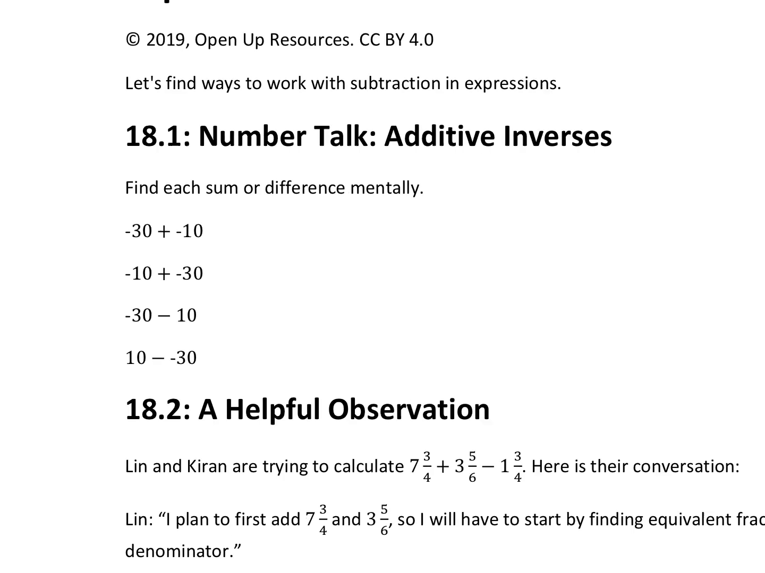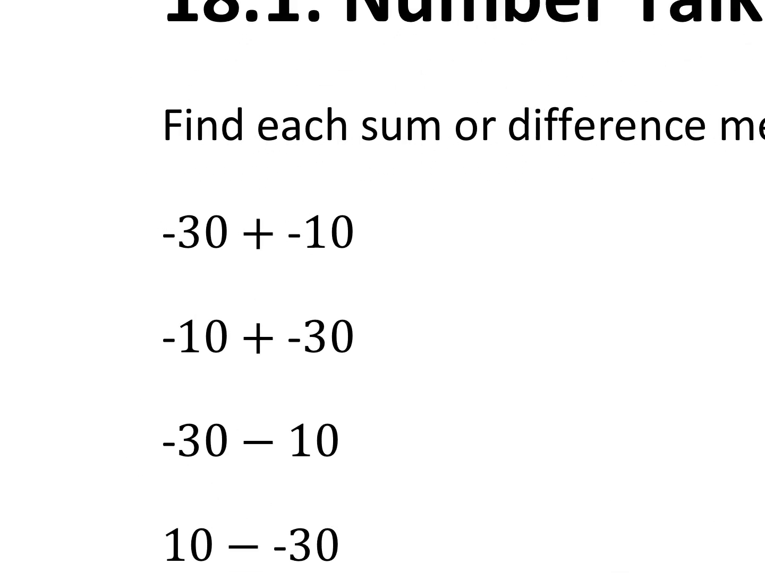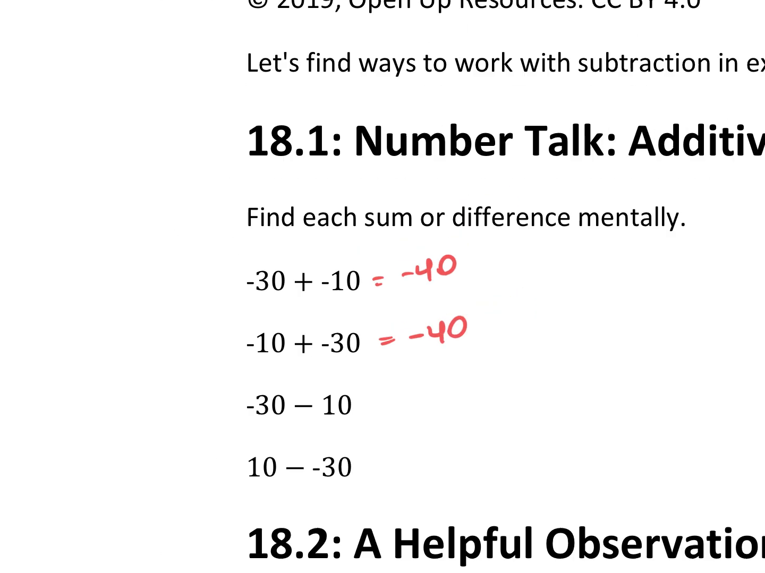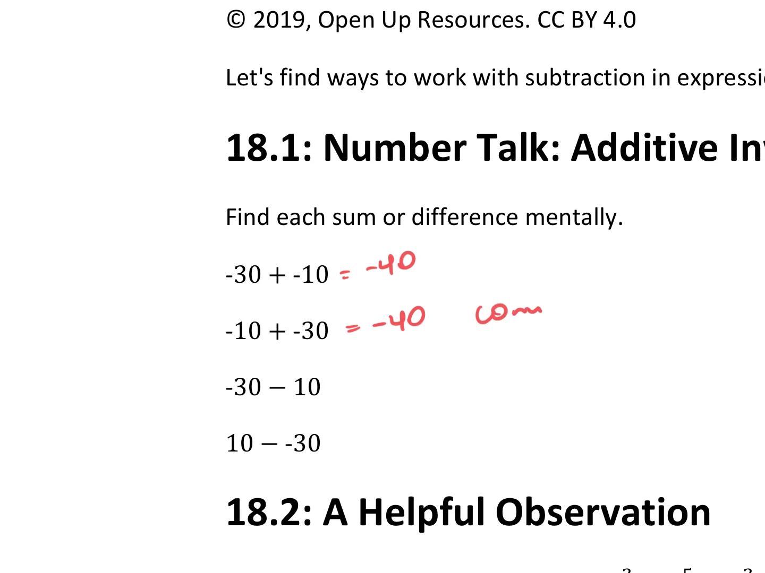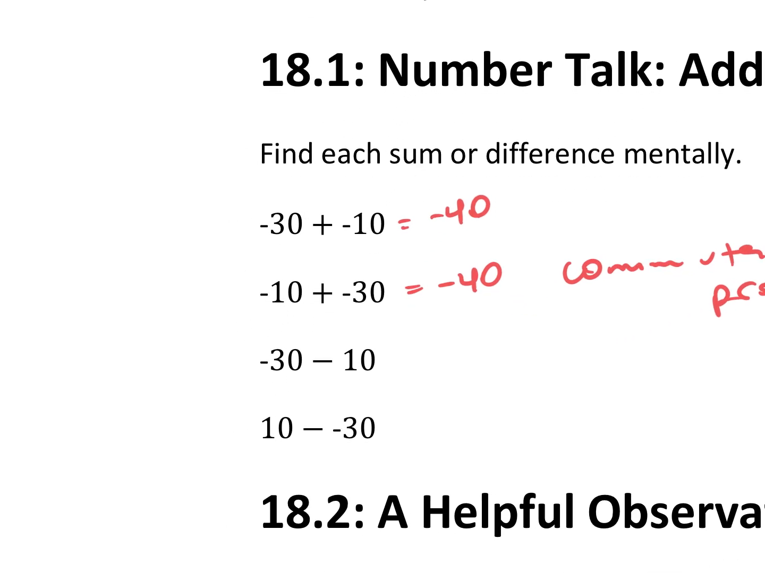All right, so negative 30 plus negative 10, well, that's just equal to negative 40, because we're starting negative and we're getting more negative. Same thing here. Even though we flipped it, we're still equal to negative 40, and this is due to the commutative property. If you recall, the commutative property tells us that when it's addition or multiplication, we can flip the numbers around and our sum or product will still be the same.